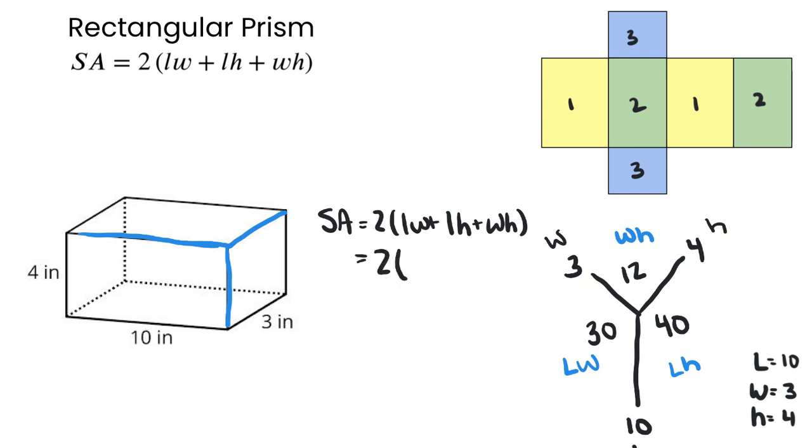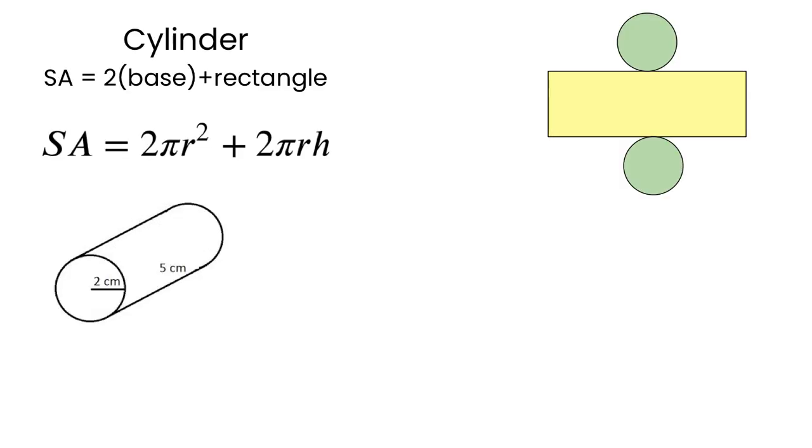So that's going to give me 40 plus 30 plus 12. We do what's in the brackets first, so that's going to give us 82. And then, because we have those double sets of faces, we have 2 multiplied by 82, which gives us 164. And then we want to include our units, and remember they're squared units because we're covering area.